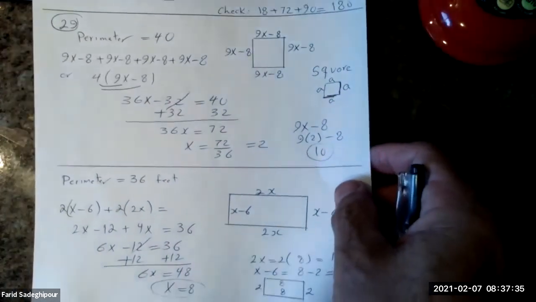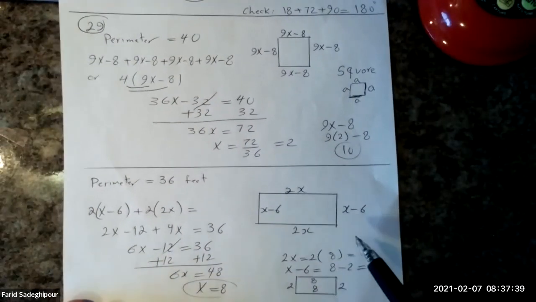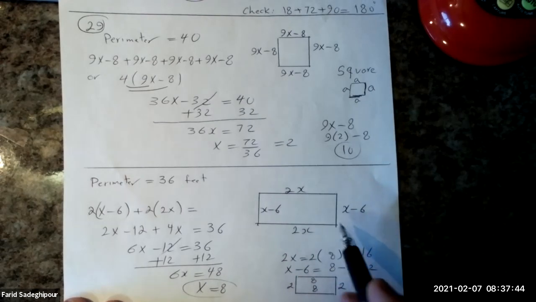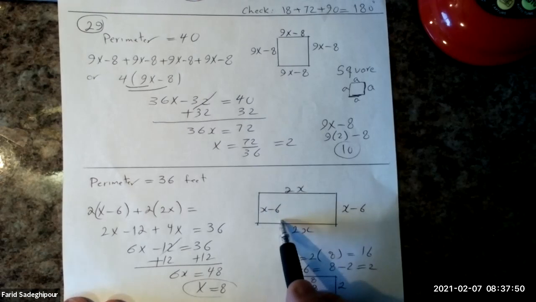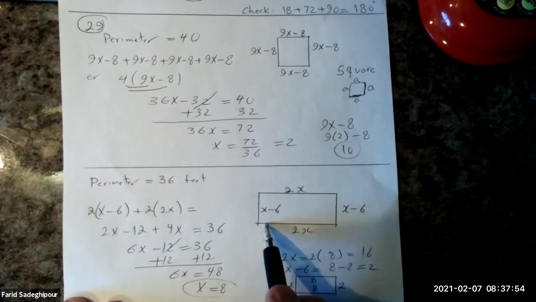That's why we check. The last one is when you have a rectangle. You understand the rectangle also, if you want to calculate the perimeter, you just add up the lengths of all sides. The lengths are given in the problem. They are saying the longest one is 2x, the width is x minus 6. Since these two are equal, so it's 2x, 2x, x minus 6, x minus 6.